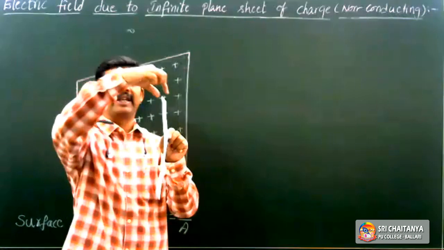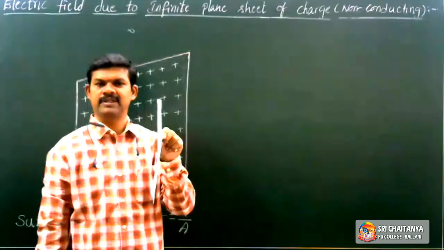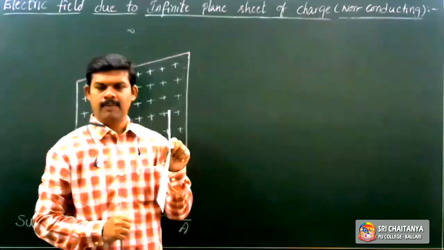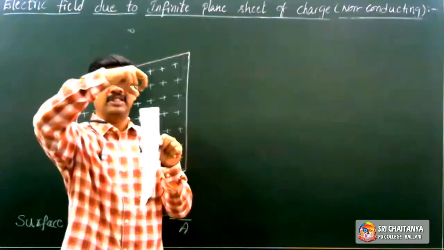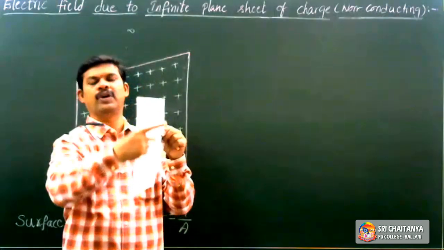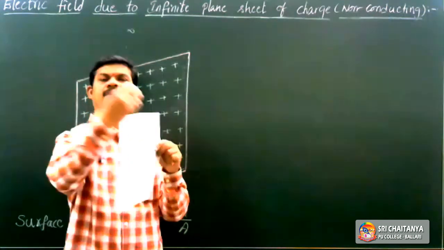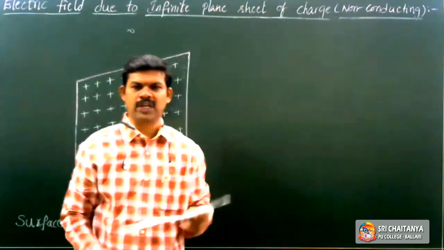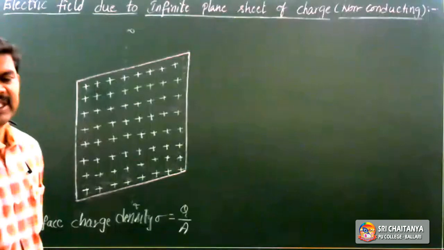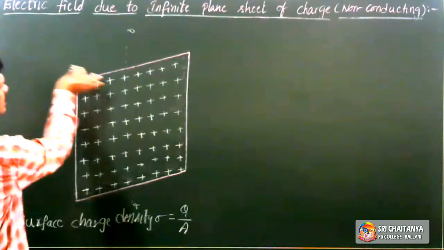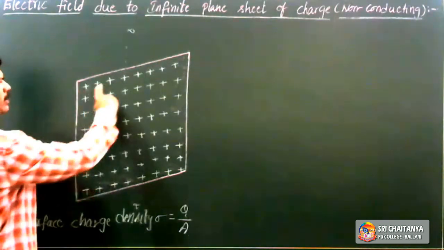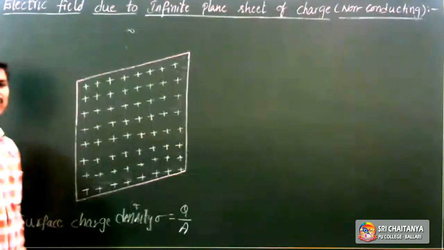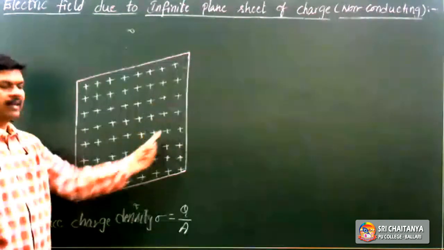If charge is given to this infinite sheet, the charge distributes uniformly on the surface and inside everything. So let Q charge be given to the sheet, positive charge. That charge distributes throughout the sheet as shown in the figure.